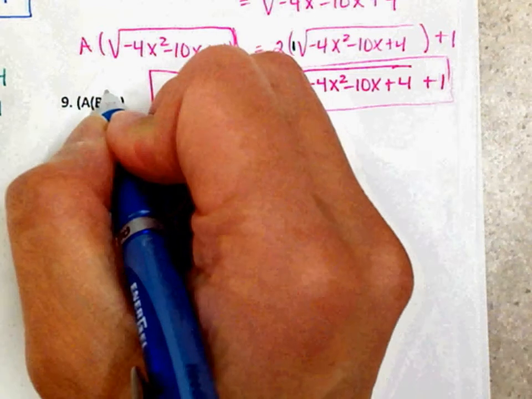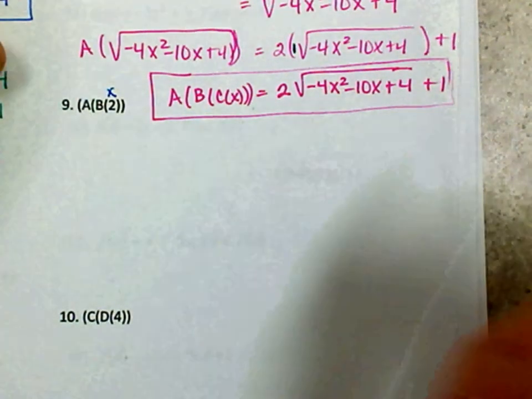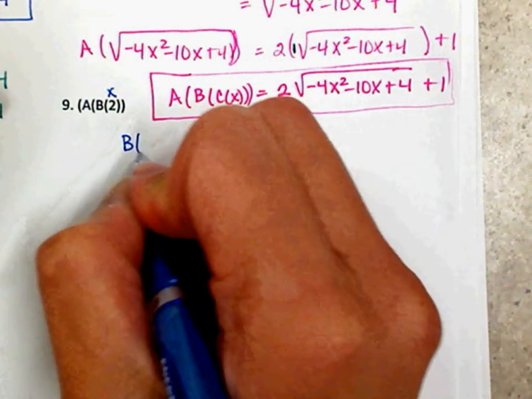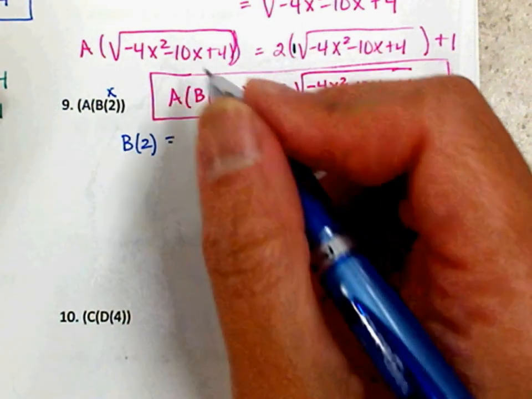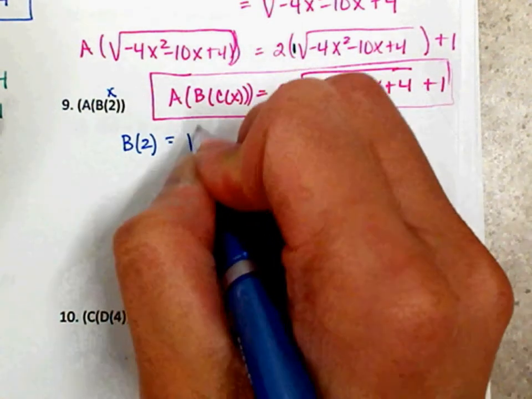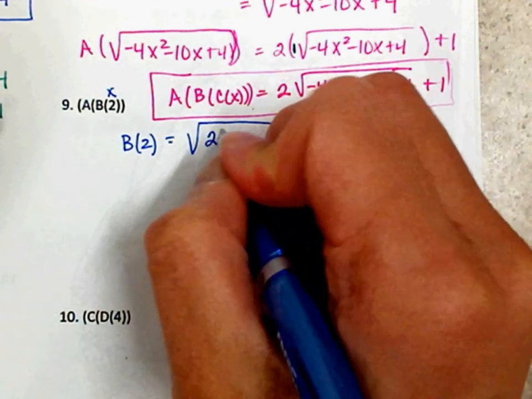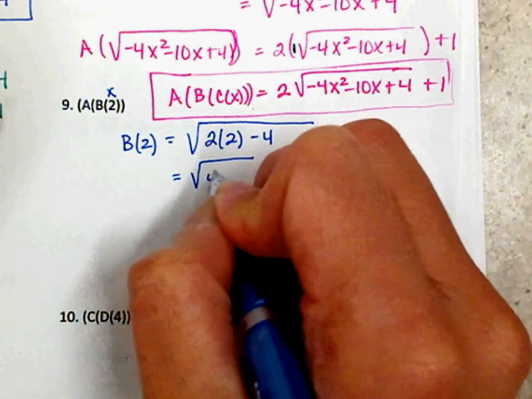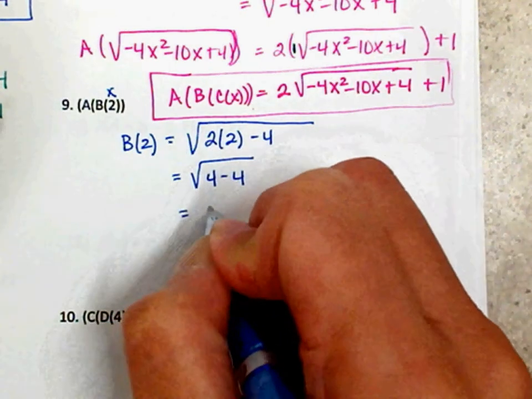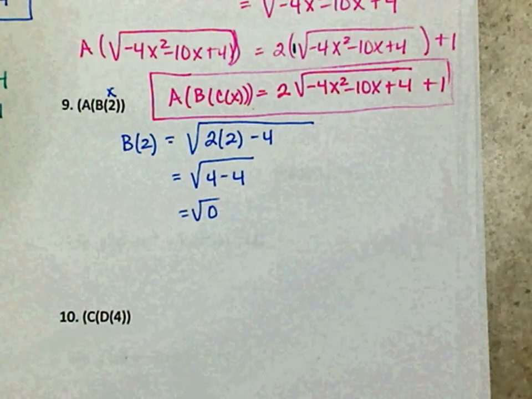Now look at your x. Your x now has a number. So B of 2. Questions, okay? We can always Google Meet. Square root 2 times 2 minus 4. Simplify. 2 times 2 is 4. 4 minus 4 is 0. Square root. What is a square root of 0?